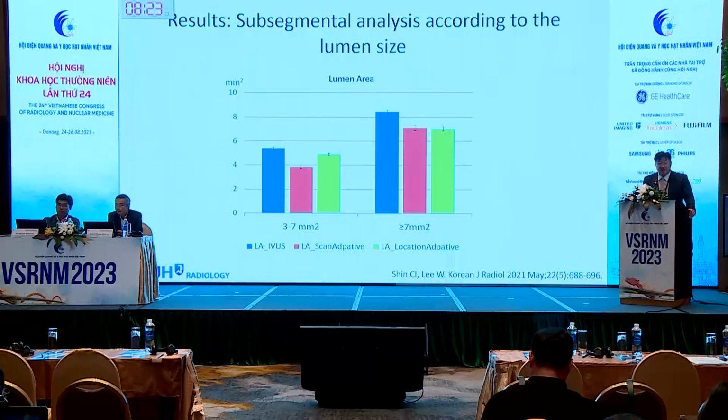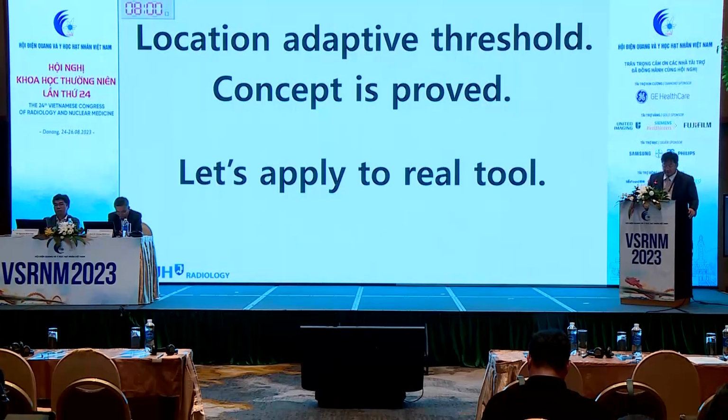Actually, this phenomenon depends on the vessel size. When the vessel size is more than 7 millimeters, this effect is already decreased. The location adaptive threshold and the scan adaptive threshold show almost the same result. But when the vessel size is less than 7 millimeters, the location adaptive threshold is better than the scan adaptive threshold. So I can make this conclusion: the location adaptive threshold concept is proved.